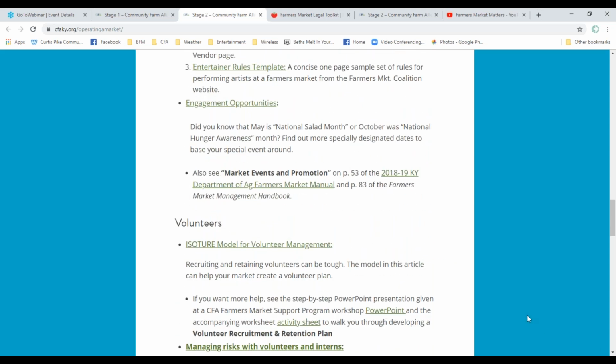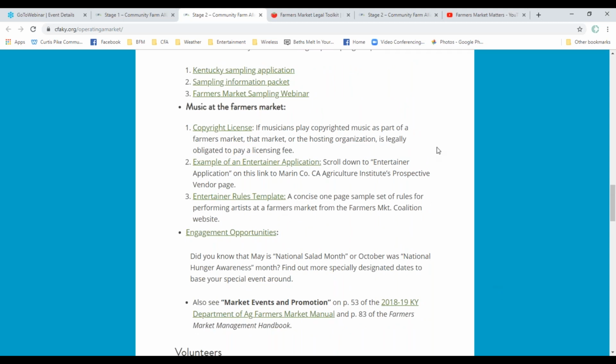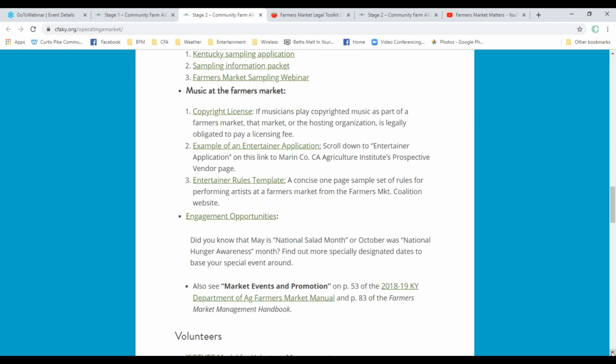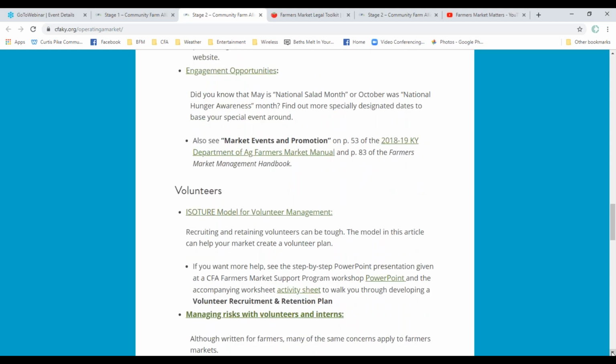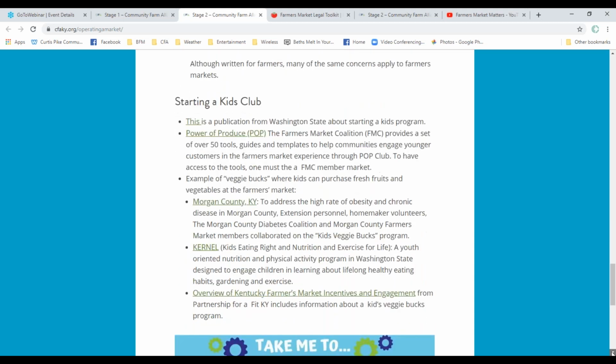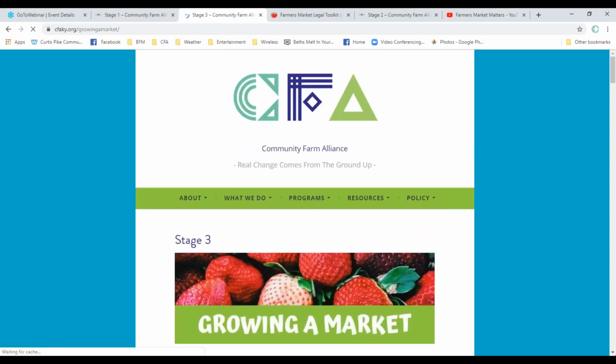Event planning, music. This has been a conversation in some farmers market groups about licensing. If you are a larger market, you have to be very careful of what your musicians play to make sure it's either original music or something that's in the public domain already. Otherwise, you owe money to the artist. So other things like charting a kids club and volunteers, and then growing your market.